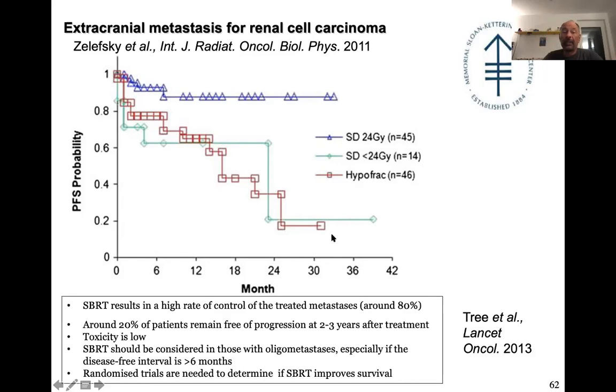Very surprising. You see, that's an analysis in the Lancet Oncology a few years ago, stating that SBRT results in a high rate of control of metastasis, 80%. Around 20% of the patients remain free of progression at 2-3 years after treatment, low toxicity. SBRT should be considered in those with oligometastasis, especially if disease-free interval is more than 6 months. And of course, randomized trials, where you essentially randomize the patient into different arms, are always necessary to see if you improve also overall survival, not only progression-free survival.